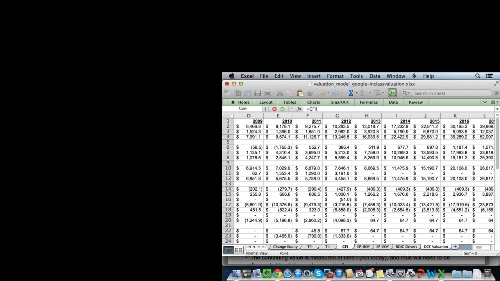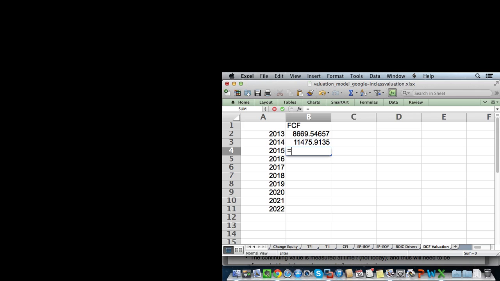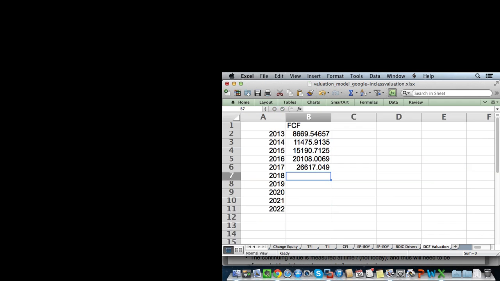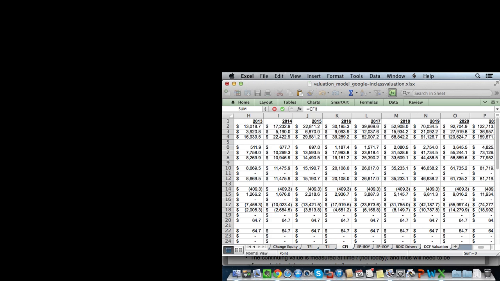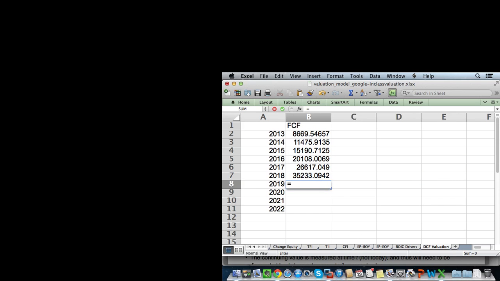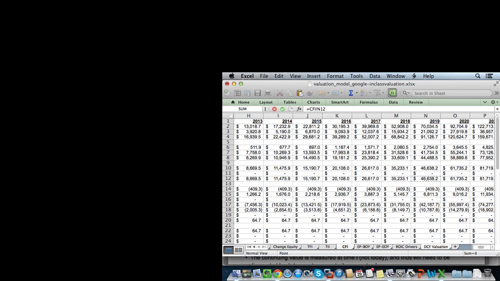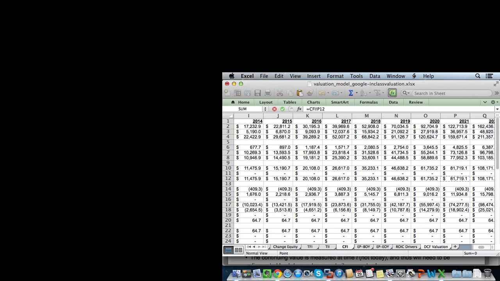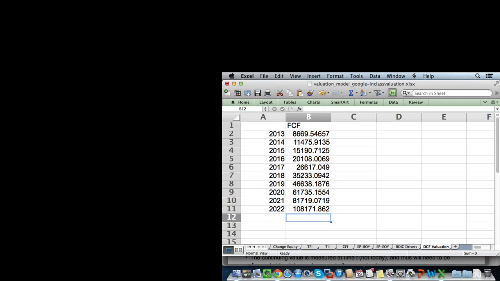2014 from the CFI tab would be I12. 2015 would be J12. 2016, K12. 2017 would be L12. 2018 would be M12, 2019 N, 2020 out of the CFI tab O, 2021 P, and 2022 Q. So those are our forecasts for free cash flows for the next 10 years.